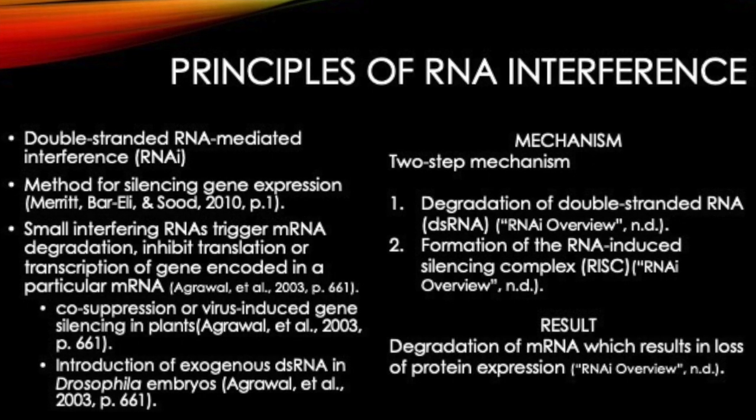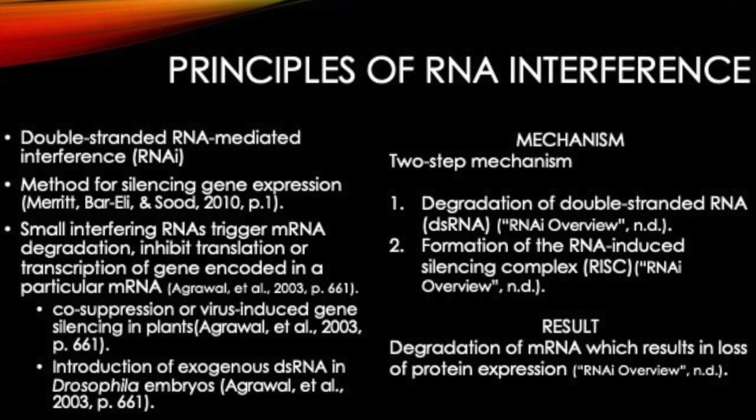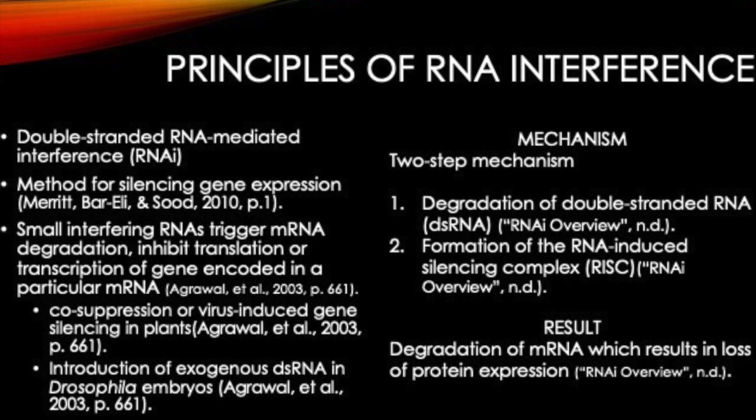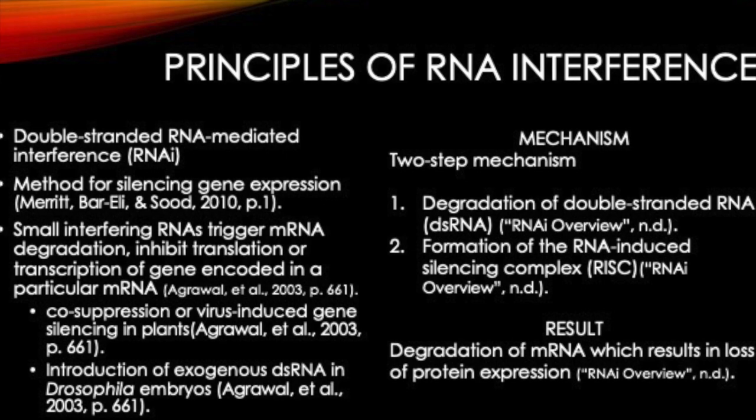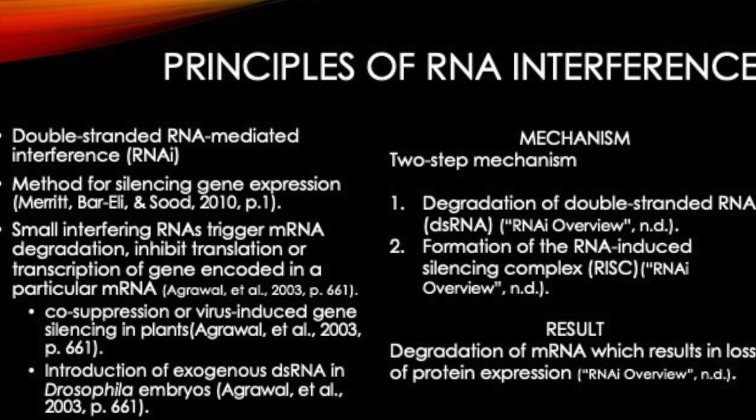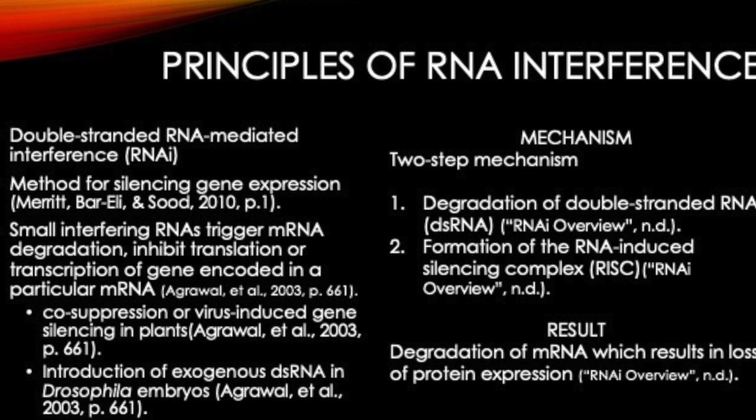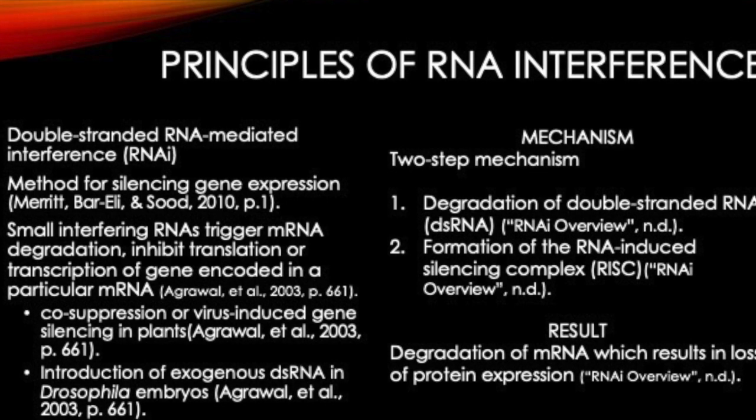So, RNA interference happens in a two-step mechanism. In the first step, there is the degradation of double-stranded RNA. In mammalian cells, short pieces of double-stranded RNA and a small interfering RNA initiate a specific degradation of a targeted cellular mRNA. And the second step is the formation of the RNA-induced silencing complex, in which the antisense strand of the small interfering RNA duplex becomes part of the RNA-induced silencing complex, which then identifies the corresponding mRNA and cleaves it at a specific site.